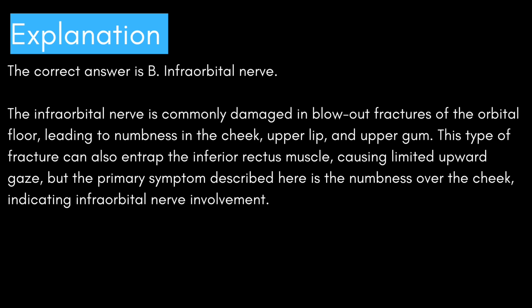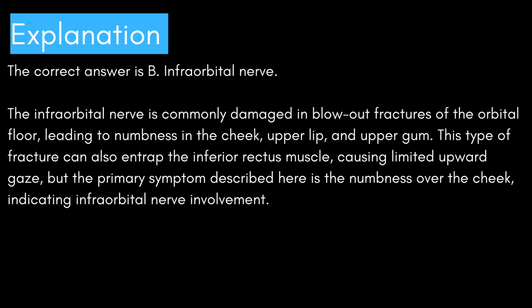The infraorbital nerve is commonly damaged in blowout fractures of the orbital floor, leading to numbness in the cheek, upper lip, and upper gum. This type of fracture can also entrap the inferior rectus muscle, causing limited upward gaze. But the primary symptom described here is the numbness over the cheek, indicating infraorbital nerve involvement.